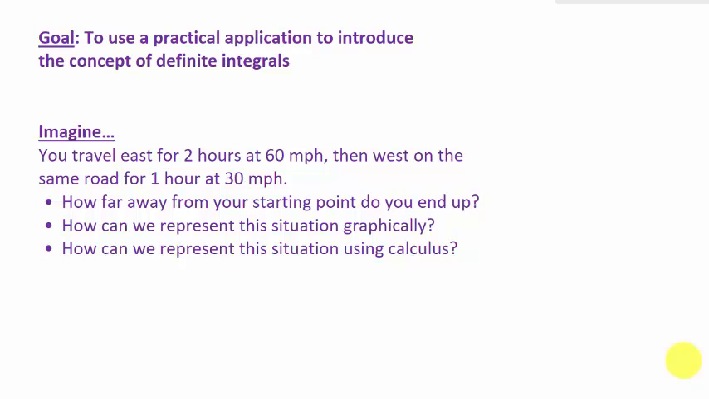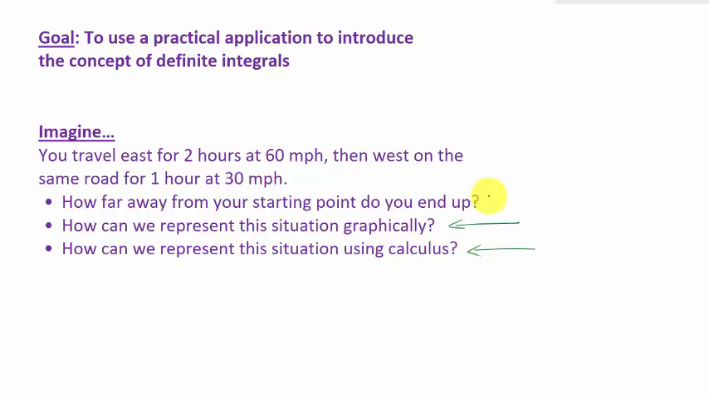So let's imagine you're traveling east for 2 hours at 60 miles per hour, and then west on the same road for 1 hour at 30 miles per hour. Now this is a problem that if you are an algebra student, you can do pretty easily, but we want to delve a little bit more deeply into this problem, and we want to think about how we could represent this graphically, and not only that, but how could we represent this situation using calculus.